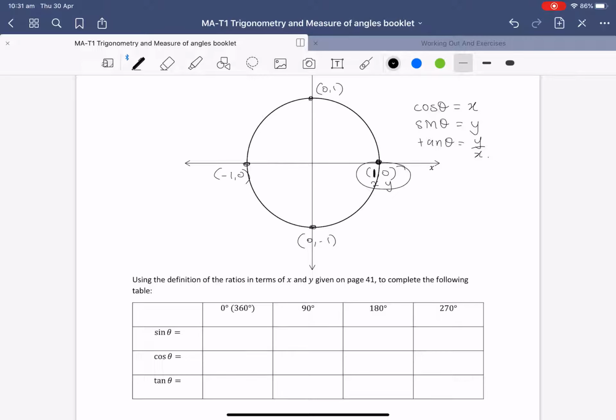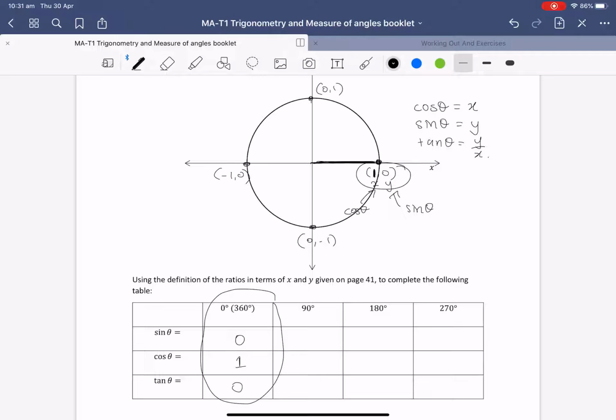This is when the angle is 0. We haven't moved anywhere, so this is at 0. So we're looking at this column here. X is cos, so that means cos is 1. Y is sine, so this is cos, and this is sine. That means sine is 0. And tan is 0 over 1, which is also 0.